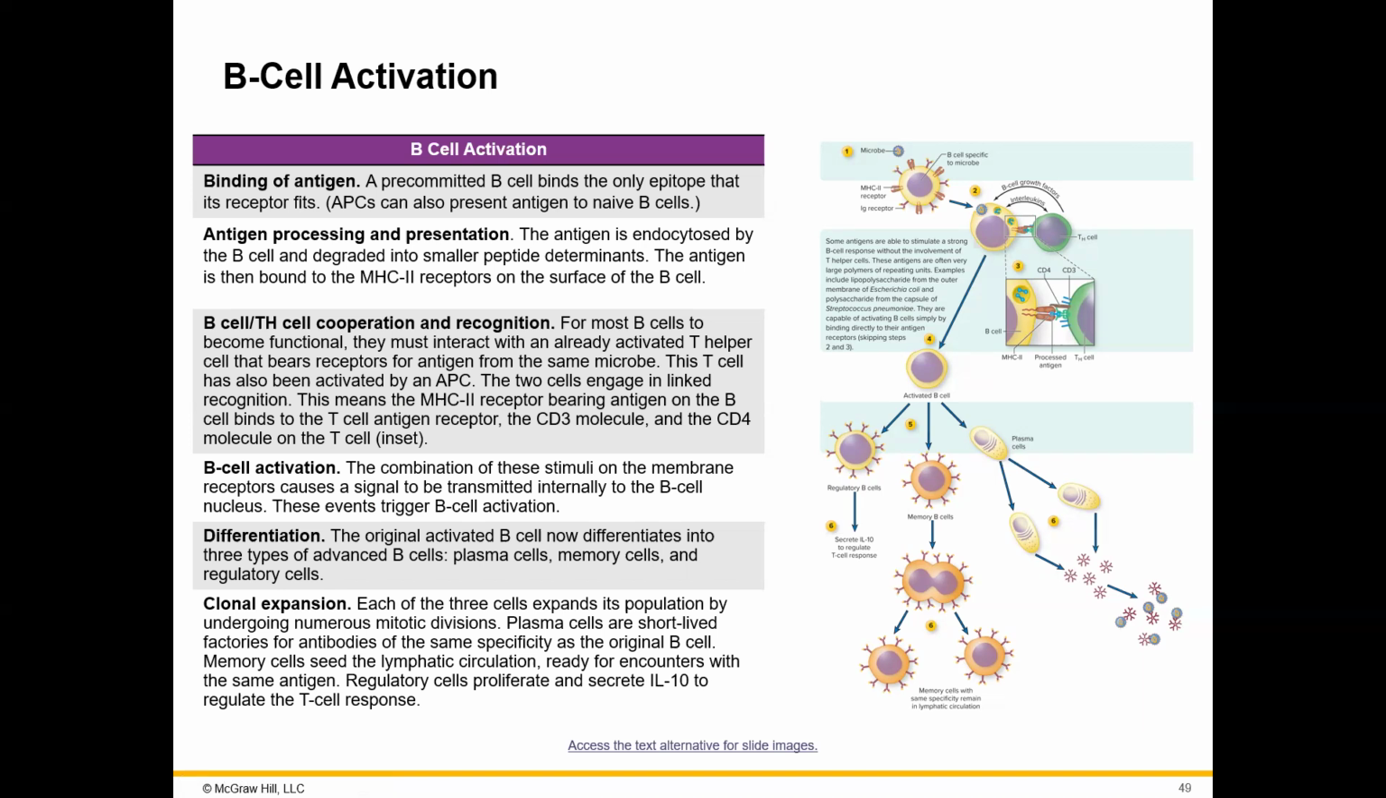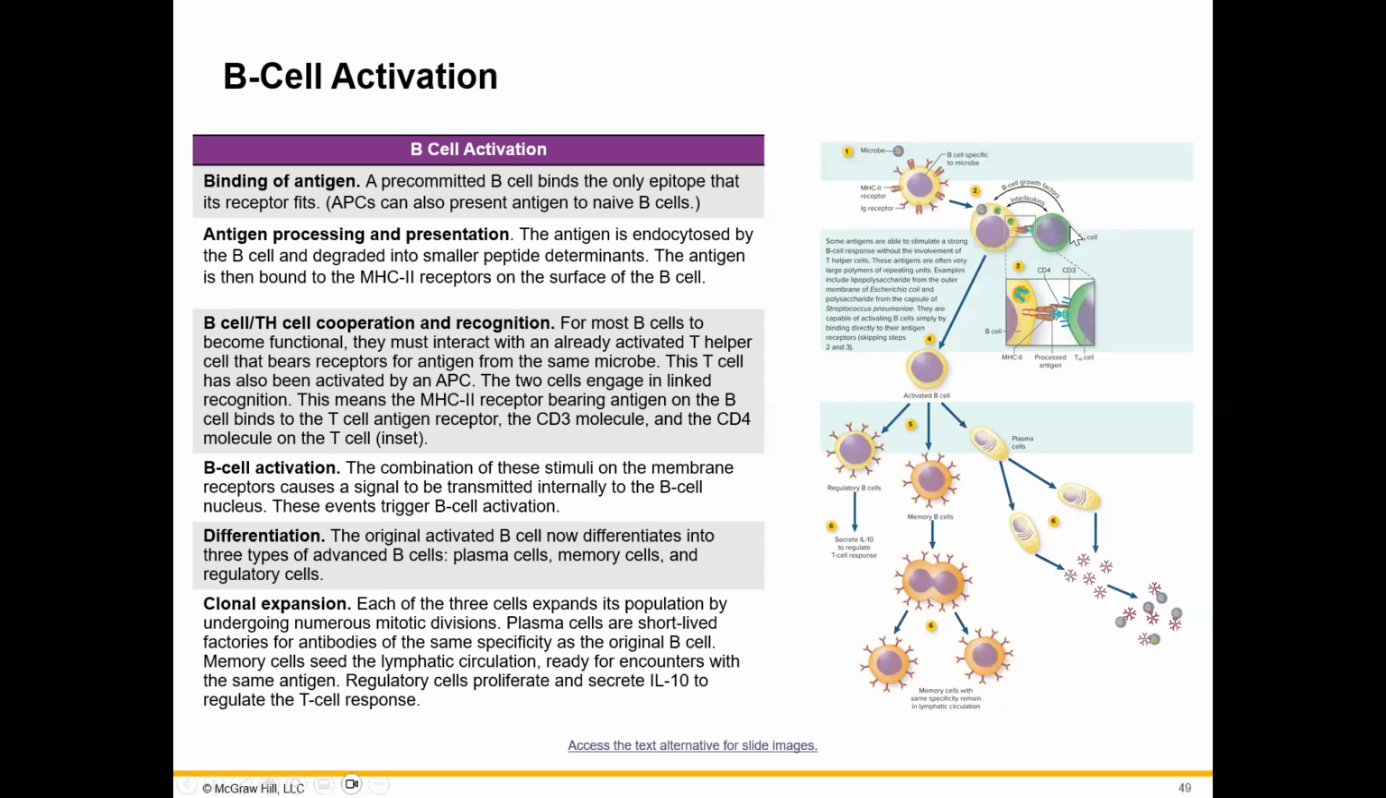For most B cells to become functional, they need to interact with an already activated T helper cell that bears receptors for antigen from the same molecule. This T cell has also been activated by an antigen presenting cell. The two cells engage in linked recognition.